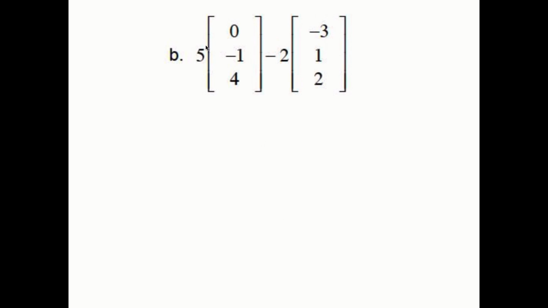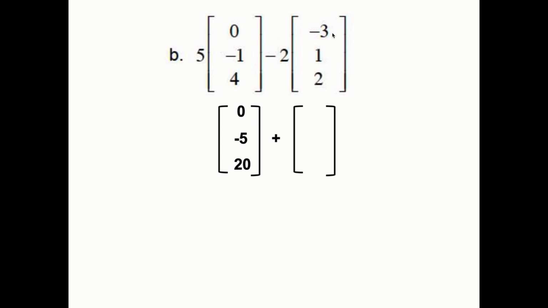All right, for part B, I'm going to multiply this by 5. So that's going to get me 5 times 0 is 0, 5 times negative 1 is negative 5, and 5 times 4 is 20. This is where it gets a little tricky. You can either change and multiply everything by negative 2, or drop the minus down and multiply everything by positive 2. Both of those work. So if I do a change, that means I'm going to add, and then a negative 2 times all of this would give me a positive 6, a negative 2, and a negative 4.